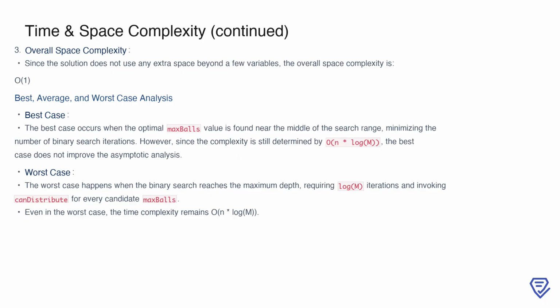On the other hand, the worst case occurs when the binary search explores the entire depth of the range, performing the maximum number of iterations, log m. Even in this scenario, the canDistribute function is invoked for every candidate maxballs, and the time complexity remains O(n log m). Thus, the efficiency of the algorithm is consistent across all cases.